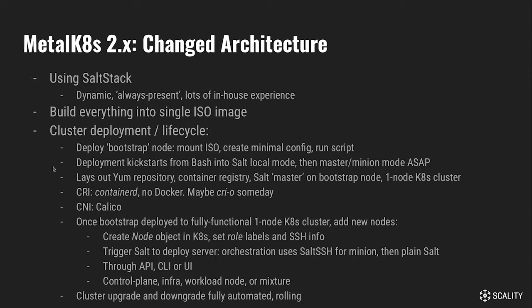And the deployment of a cluster is as follows. You start with this bootstrap node, you mount the ISO, you create a very small configuration file which describes the various networks you have. For example, if you have a physical control plane network and a physical workload plane network, then we want to know which CIDR is to be used for one and which CIDR is to be used for the other.